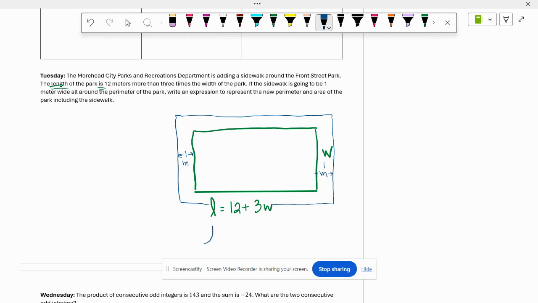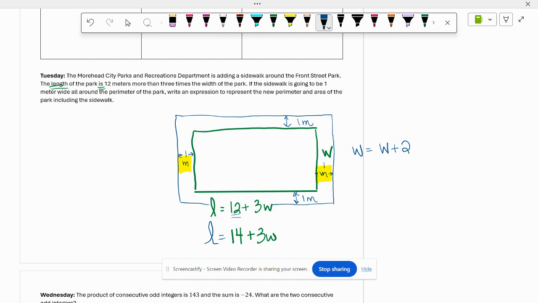So my new length, instead of it being 12 plus 3W, well, my new length, I have 12 plus 1 and 1. So 12 plus 2 is 14 plus 3W. And then when I think about my width, I'm going to add a thickness of 1 meter on the top, and I'm adding a thickness or a width of 1 meter on the bottom. So my new width is going to be W plus 2.